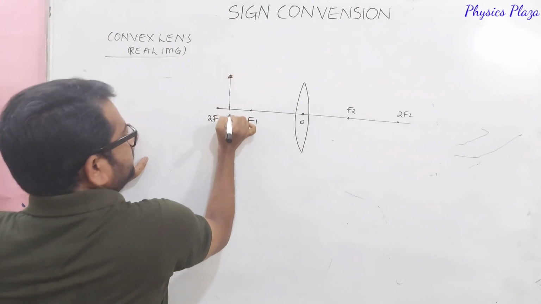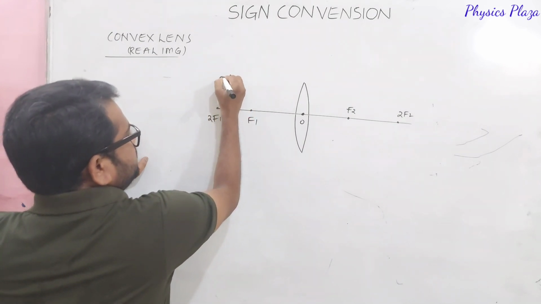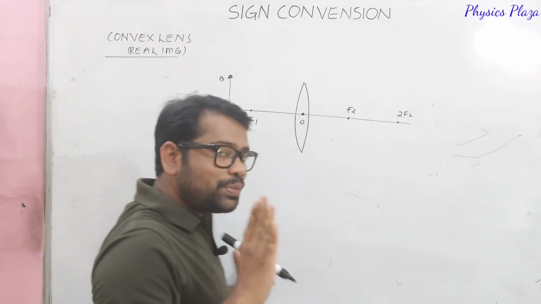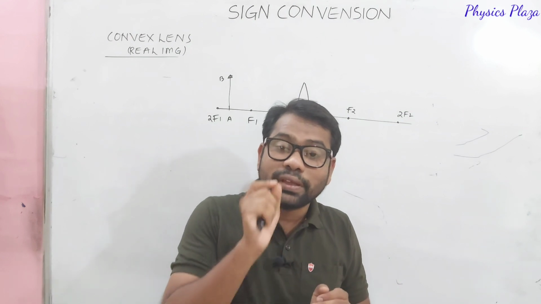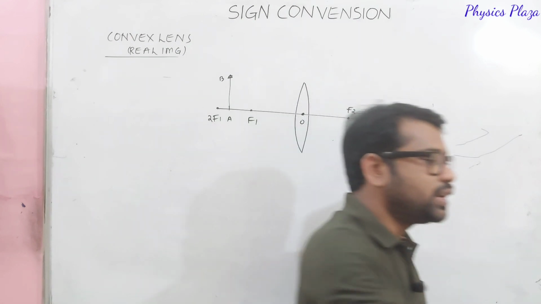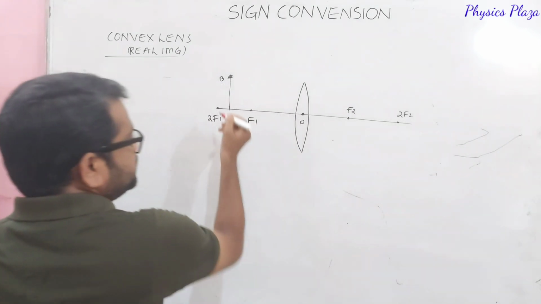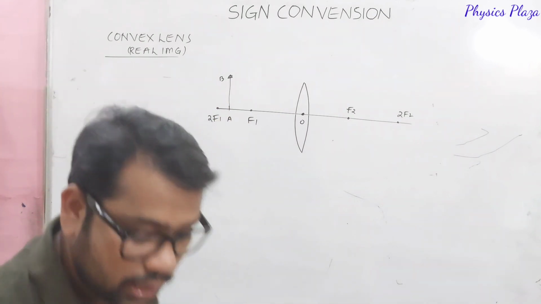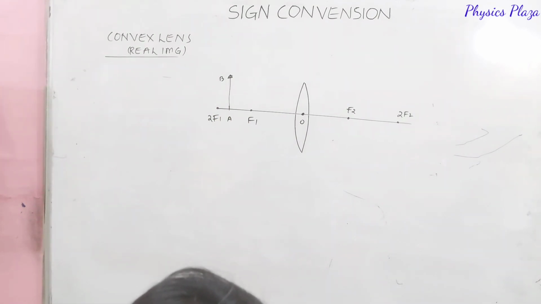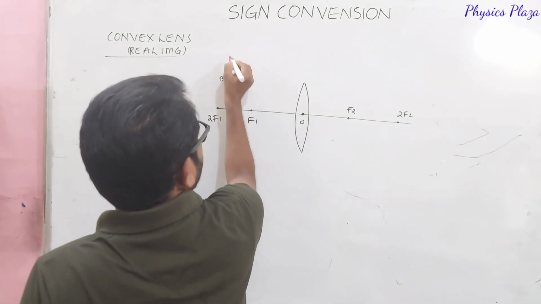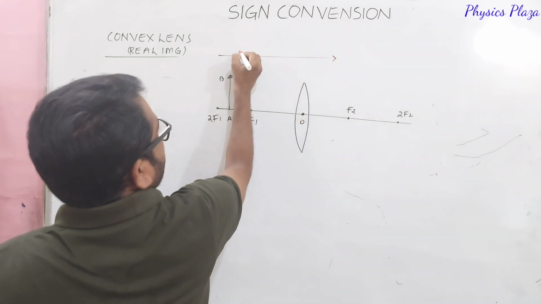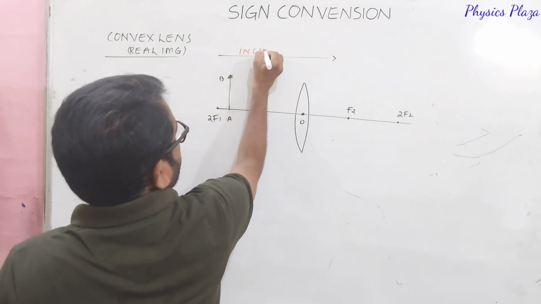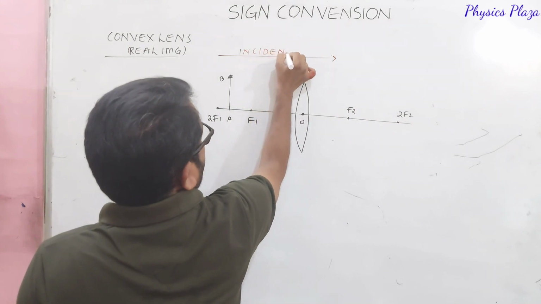So let us say the object is AB, placed on the left side. Children, as the object is placed on the left side, what will be the direction of the incident rays? It's very, very important. Here, as the object is placed here, obviously light rays will move from the object towards the lens. This is how the light rays are going to be. So this is the incident ray direction. Incident ray.